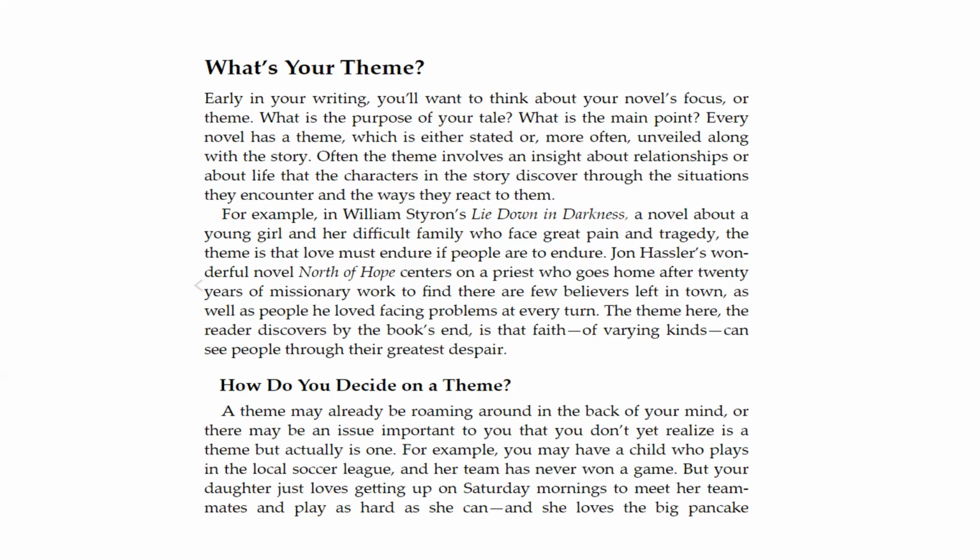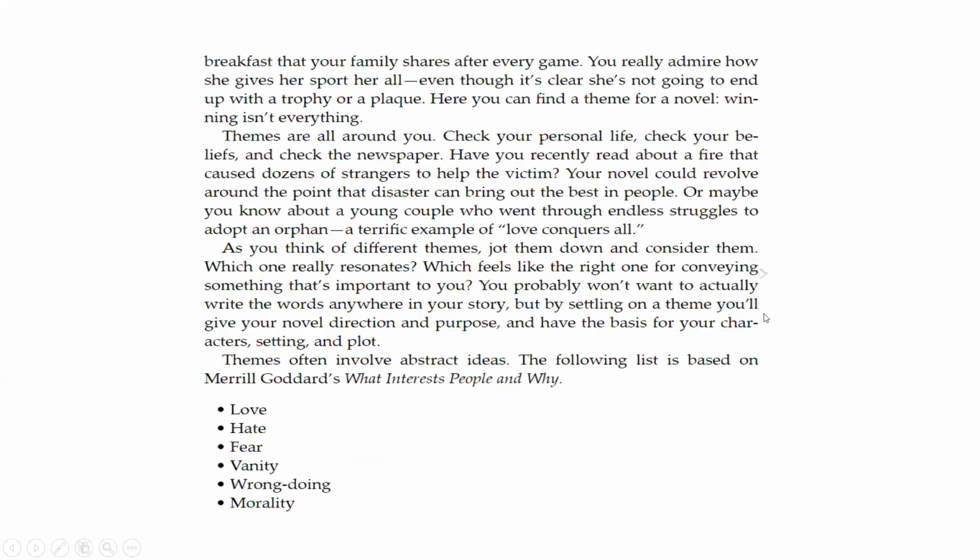Be patient. For example, you may have a child who plays in the local soccer league, and her team has never won a game. But your daughter just loves getting up on Saturday mornings to meet her teammates and play as hard as she can. And she loves the big pancake breakfast that your family shares after every game. That's what's called team camaraderie.